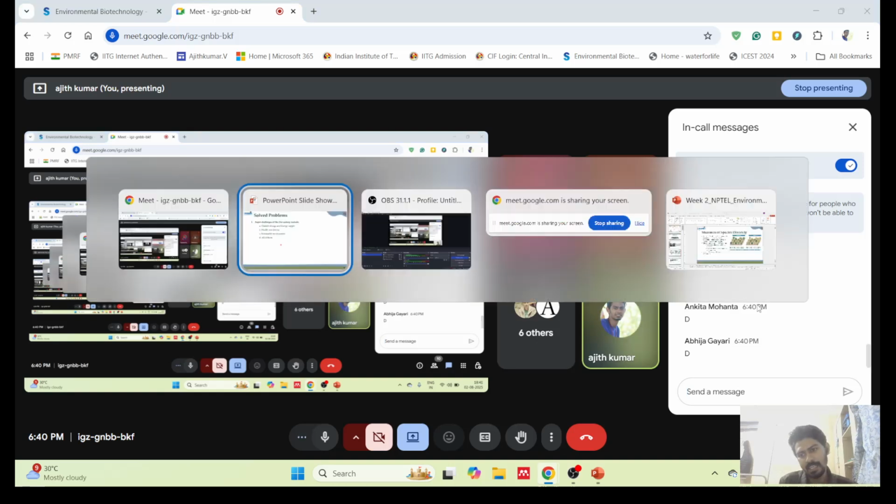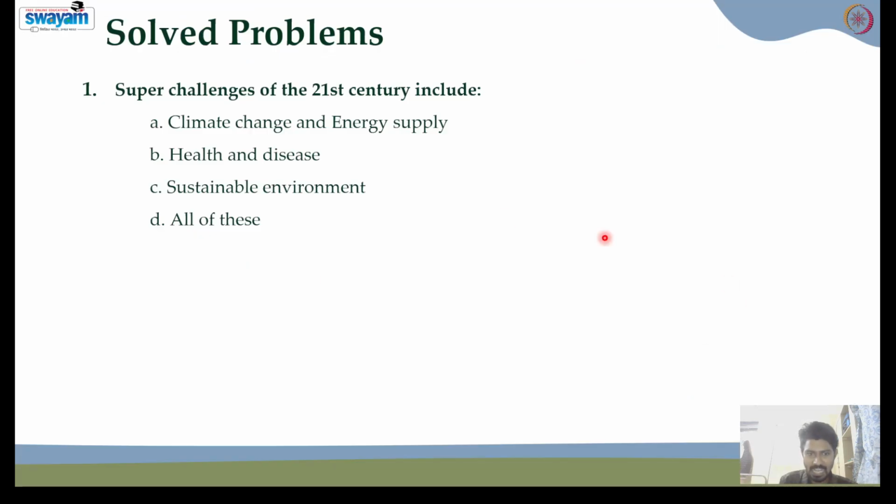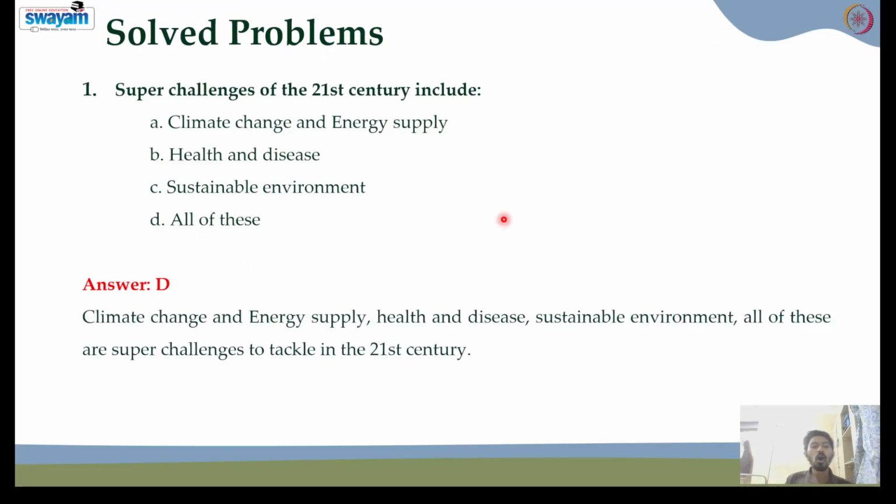Yes, it is correct. The answer is D. All of this has been discussed in lecture 1, week 1 of the environmental biotechnology, where climate change, energy supply, health and disease, sustainable environment, all the super challenges that need to be tackled, and how they are tackled using environmental biotechnology tools, we will be seeing in the upcoming sessions. So as of now, all of these are the answer, and we will move on to the next question.